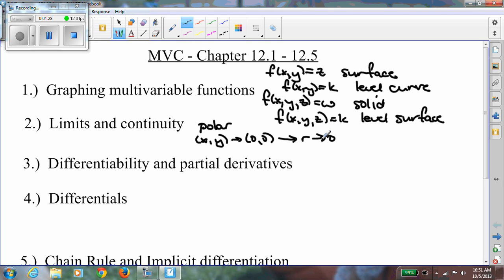Differentiability and partial derivatives. Partial derivatives are basically where one of the variables is kept fixed. So for example, f sub x, you take the limit as delta x approaches 0, and you hold y constant. So we're only looking at the change in x: f of x plus delta x, comma y, minus f of x, y, all over delta x.